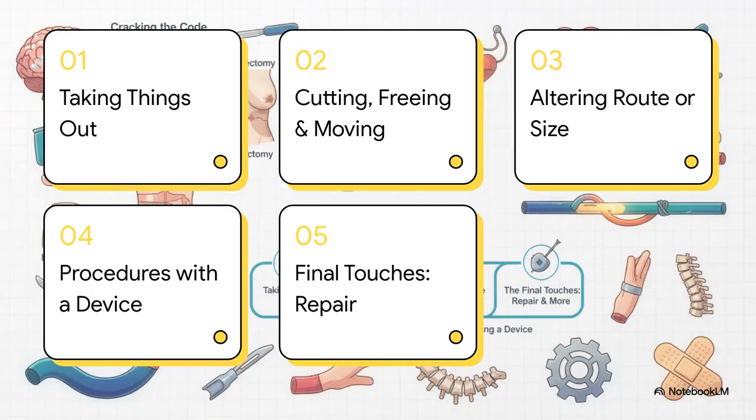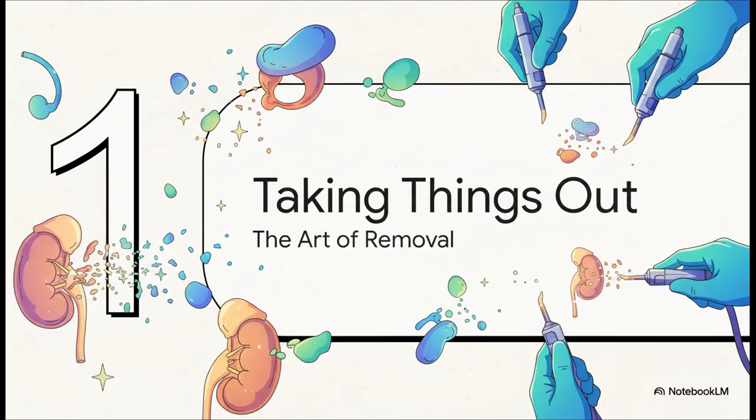So here's our roadmap. We're going to start with taking things out. Then we'll get into cutting and moving things around. After that, we'll look at altering pathways, using devices, and we'll wrap up with the final touches like repairs. Let's do this. All right, let's start with the most intuitive group of all.